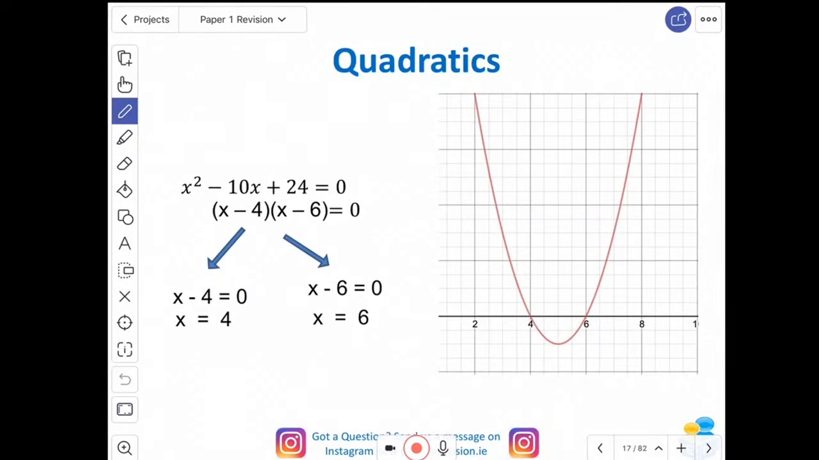So just a really quick recap again from your junior cert. You should have done this, where you were taught how to draw a quadratic, how to factorize a quadratic, how to solve a quadratic, and then hopefully you tied it all together with this slide here. So we've got a quadratic, I've factorized it, I've solved it, and I've got two answers: x equals 4 and x equals 6.